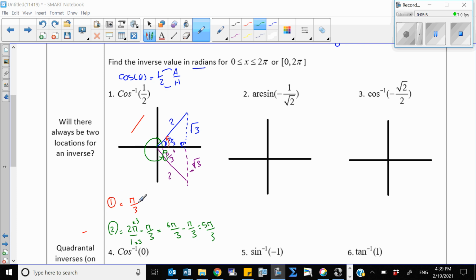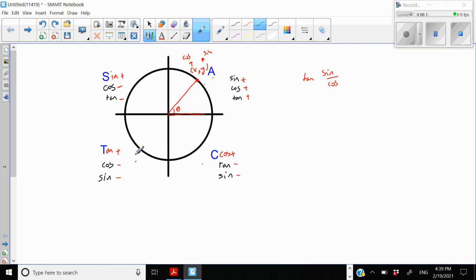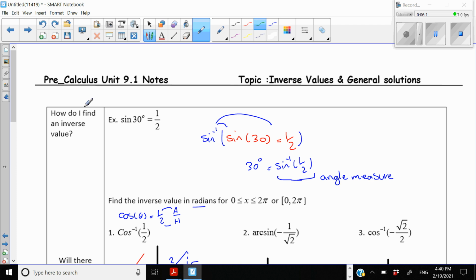So we had two answers. One is this one and the other one is here. Now let's work on this example. Arc sine of -1 over radical 2. Sine is a negative value here. And sine is negative in the third quadrant and the fourth quadrant.